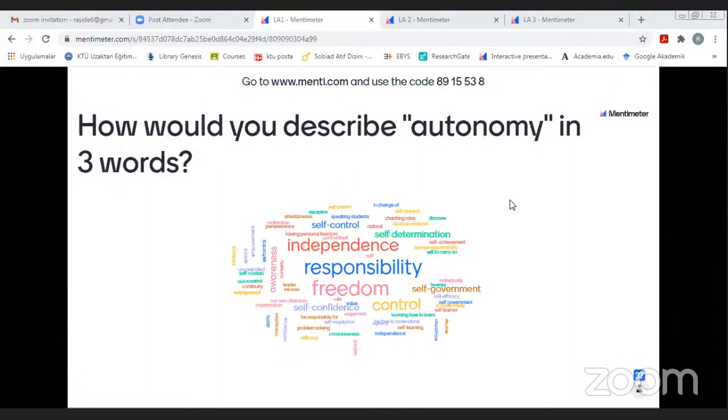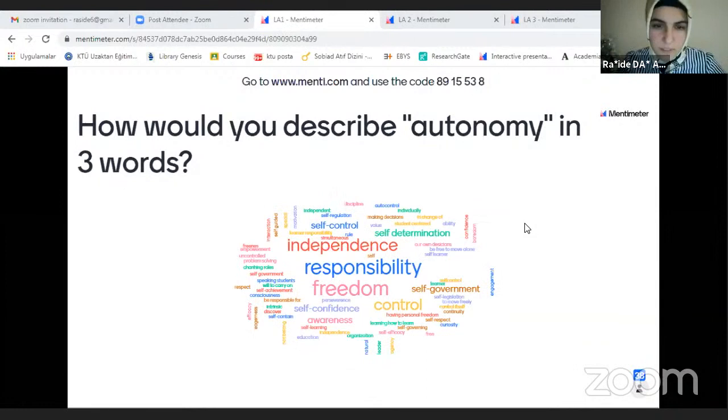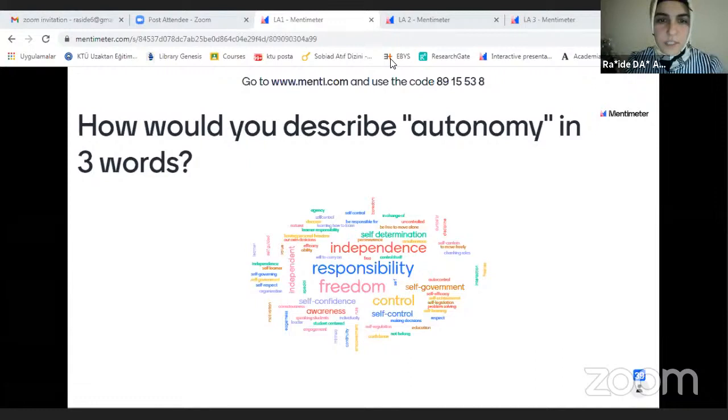Okay, you see, you have some keywords like independence, responsibility, freedom and control. They are in the center, and it seems that you are familiar with the issue. Self-determination, self-government, self-control and awareness, discovery and consciousness. So you see, this word cloud belongs to us. We are collaborating and creating this great word cloud here. So let me go on with my presentation again.